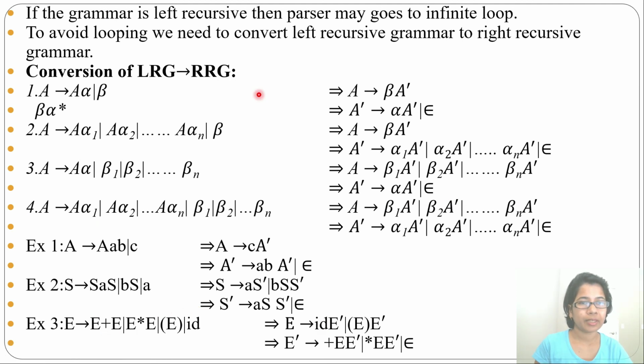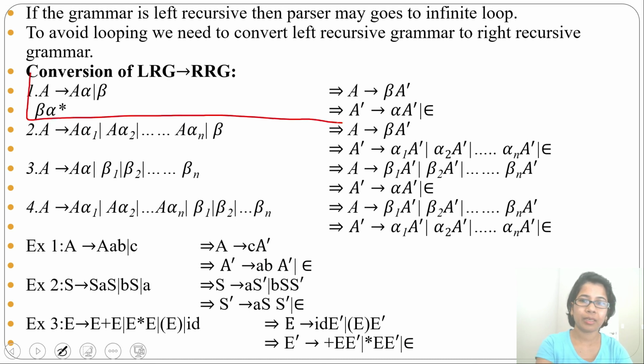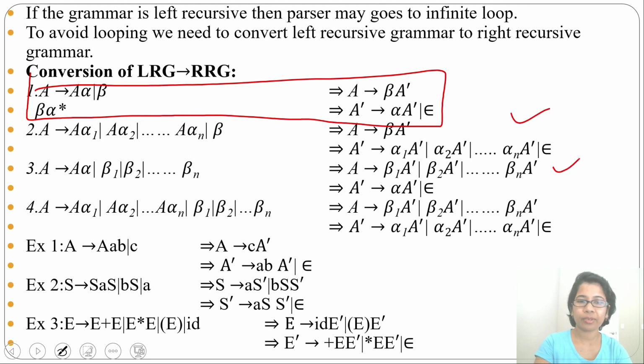Conversion of left recursive grammar to right recursive grammar is easy if you know this formula. If you don't know this formula, then you cannot convert. You just need to understand the basic formula. If you can understand this formula, you can easily find any variation. You don't need to remember the variations. If you just remember the basic, you can easily solve all the questions.